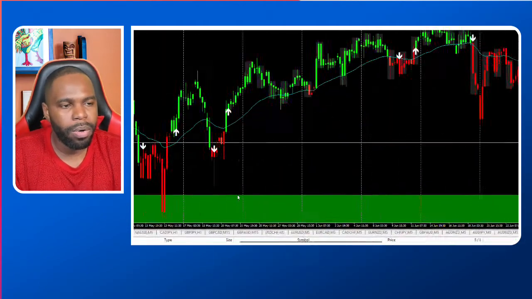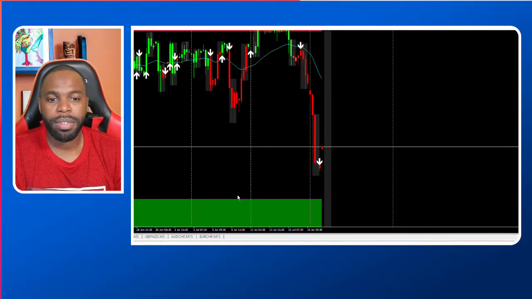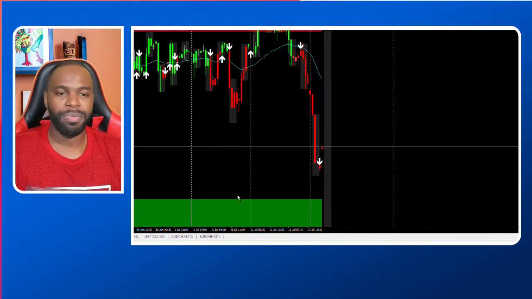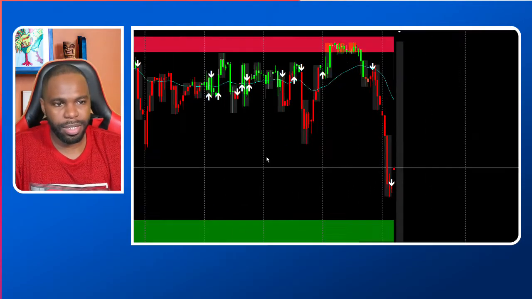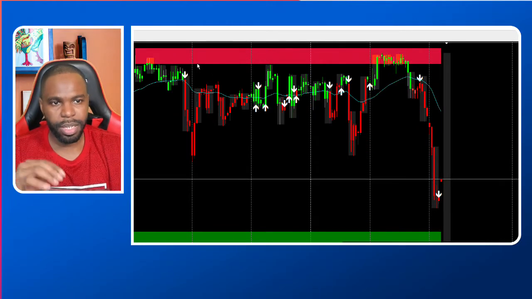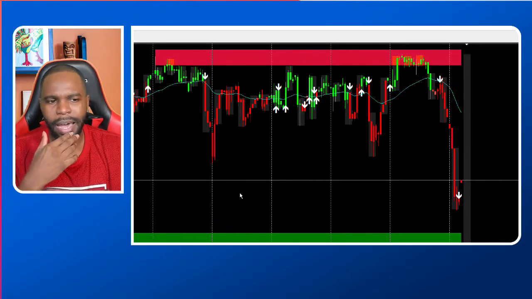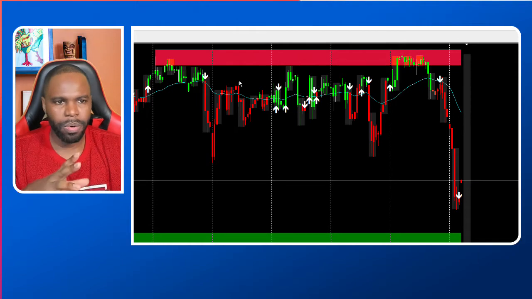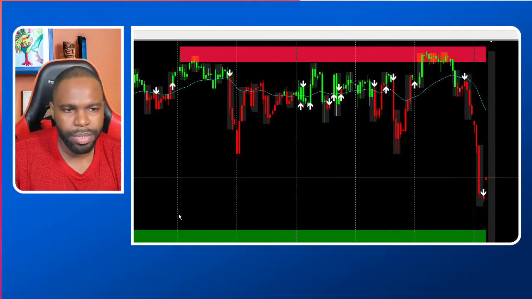But AIRO, I feel like it's perfect for newbie traders and advanced traders, because this indicator has these supply and demand zones. You can see these red zones, and then you see a green zone down here. These are called supply and demand zones, and every time price touches these zones, either the red or the green, price is going to struggle at these zones.